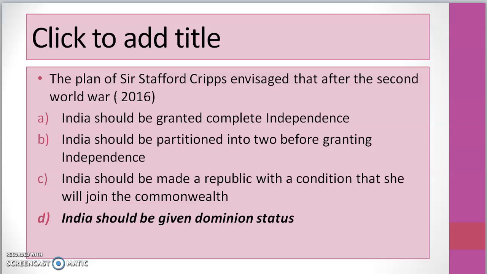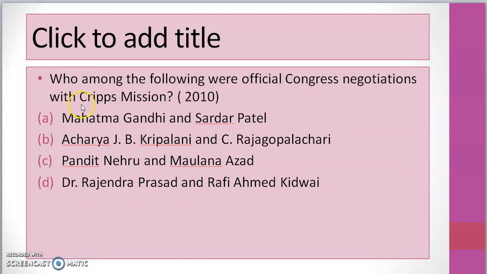Now, let's look at the next question. Who among the following were official Congress negotiators with the Cripps Mission? And this was asked in the year 2010. The options are: A, Mahatma Gandhi and Sardar Patel. Option B, Acharya J.B. Kripalani and C. Rajagopalachari. Option C, Pandit Nehru and Maulana Azad. And option D, Dr. Rajendra Prasad and Rafi Ahmad Kidwai.